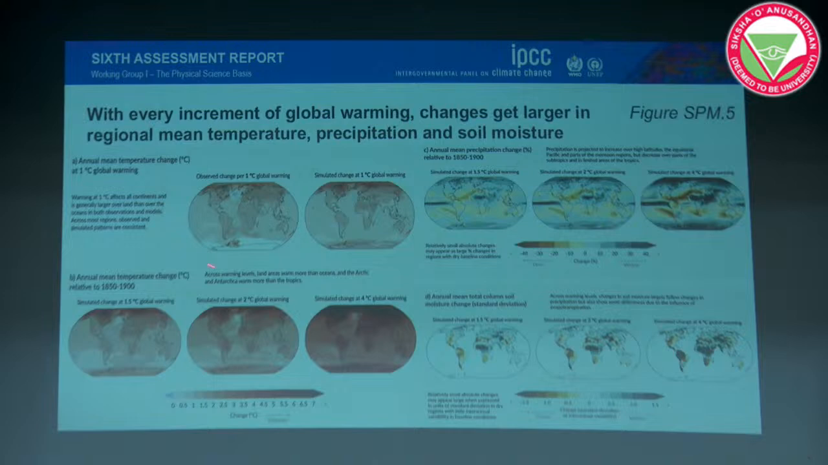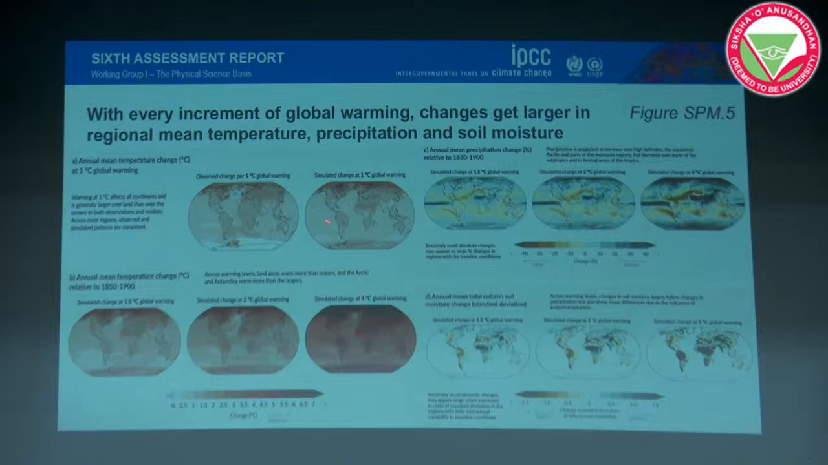This is the observed temperature based on the observed data, and these are simulated by the CMIP6 models. You can see the temperature increase is mostly in the higher and polar regions, the high latitudes. And this is for the present 1 degree global warming. But when we look at global warming of 1.5, 2 and 4 degrees, you can see the same pattern, but the magnitude of warming in the higher latitudes is much, much higher.